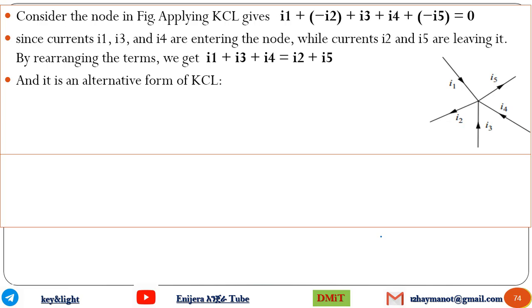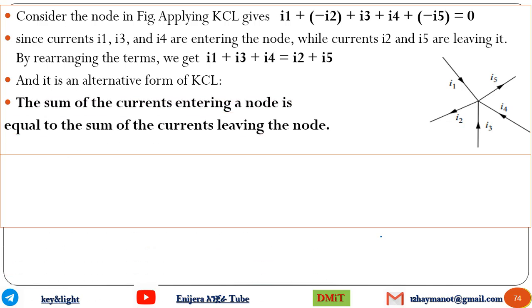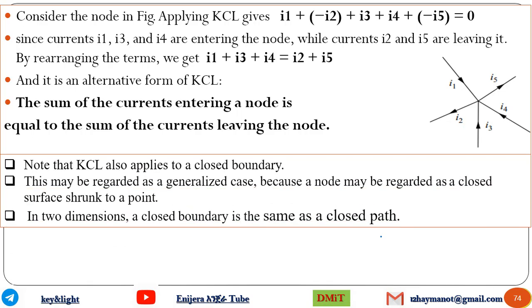Look at this one. There are 5 currents: I1, I2, I3, I4, I5. Two currents are leaving the node and the others are entering the node. Then the algebraic sum is equal to 0. So the sum of the currents entering a node is equal to the sum of the currents leaving the node. Note that KCL is applied to a closed boundary.